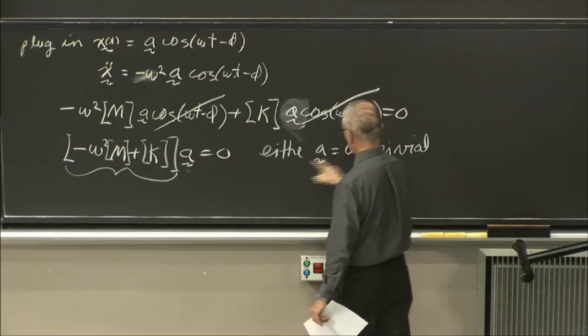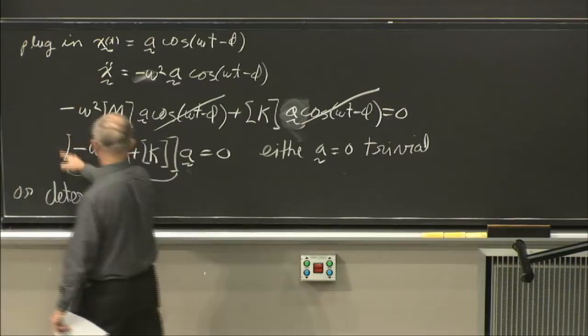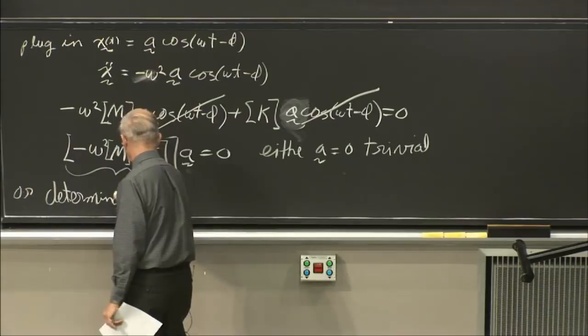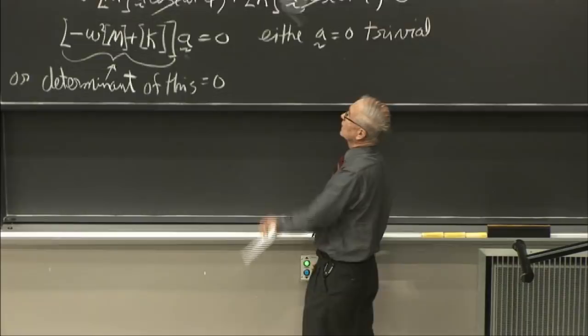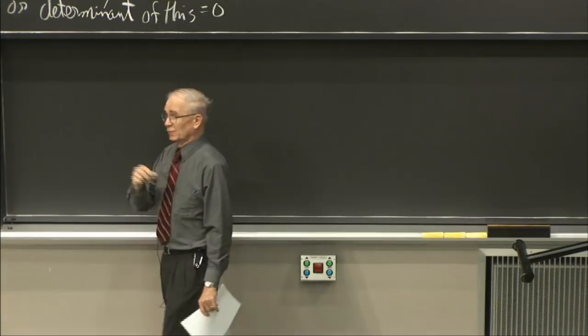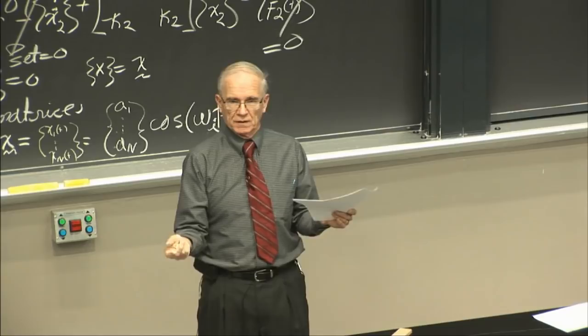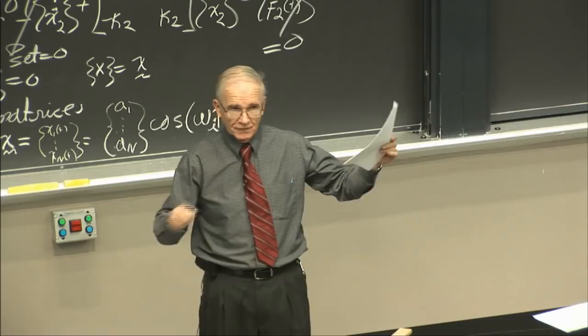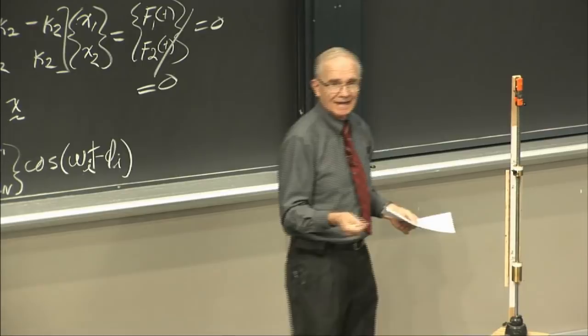Either A has to be zero, or the determinant of this quantity has to be zero. That is how you would analyze this by hand. You find the determinant of that matrix, and if it's a two-degree-of-freedom system, you'll get an equation in omega to the fourth, which has two roots for omega squared. If it's a three-degree-of-freedom system, you'll get an equation in omega to the sixth, and it has three roots for omega squared. And the n-degree-of-freedom system has an equation of order 2n in omega, and it'll have n roots for omega squared.